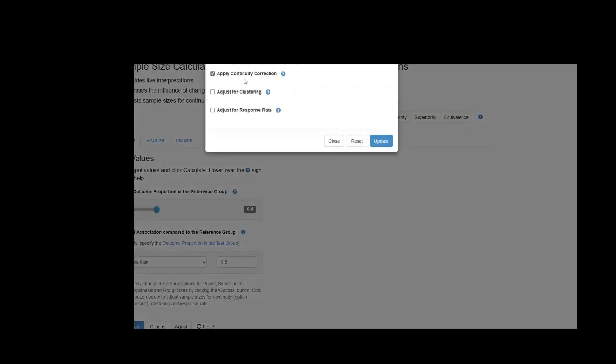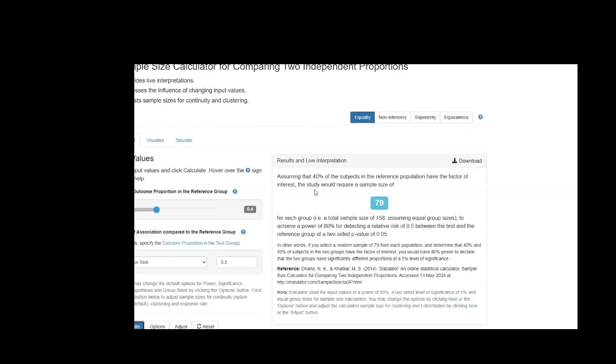In case I write 0.5 here, this is my relative risk reduction in the treatment. Then I go for the adjustment. Adjustment is applied for the continuity correction, adjustment for the clustering, and adjustment for the response rate. You all know what that means. So I uncheck this and update, and then I calculate this. This will give the sample size of 79.